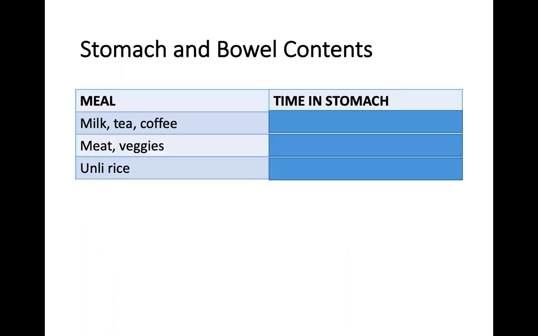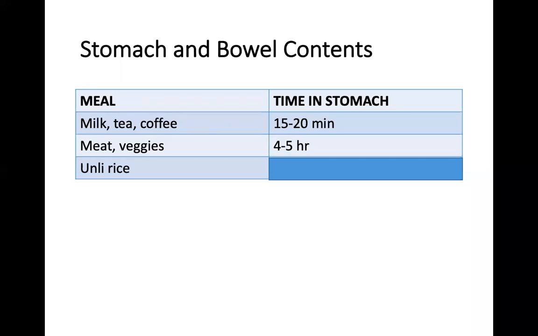Alright? So, meal. Remember, milk, tea, coffee, in 15 to 20 minutes, nandun pa siya. Pag meat and veggies, 4 to 5 hours. Pag only rice, 7 to 8 hours. Bakit importante ito? For example, namatay ka. Okay, syempre sa autopsy, nakita natin, merong milk. So ibig sabihin bago lang siya namatay kasi nandun pa yung milk in 15 to 20 minutes, all right?